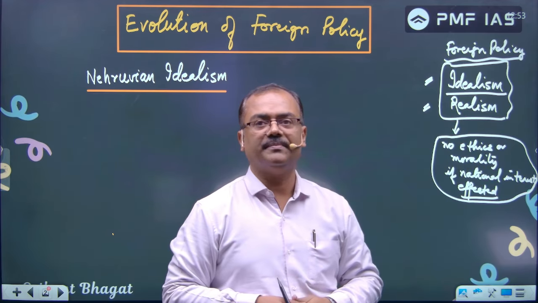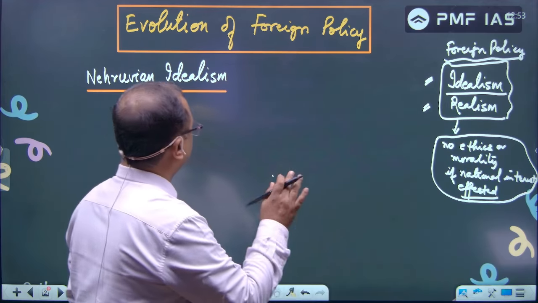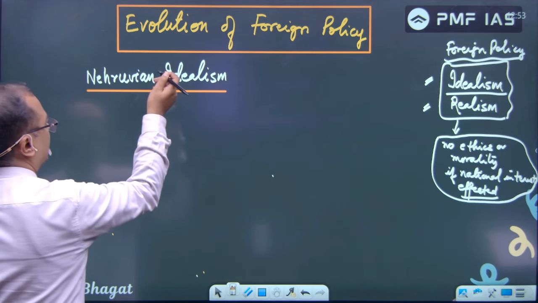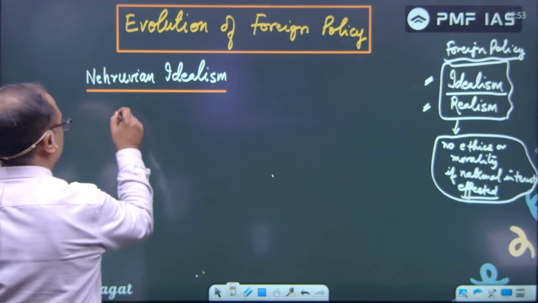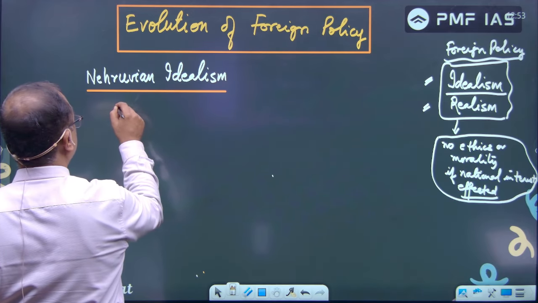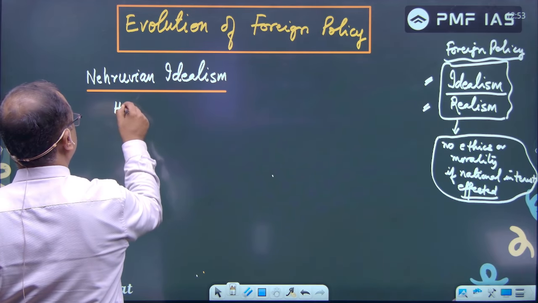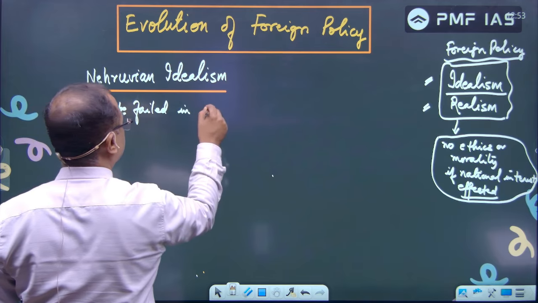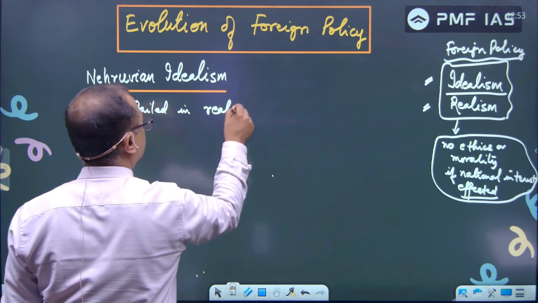in case of idealism. What Nehru did, Nehru preferred idealism. Nehru's policy is called idealist policy. Okay, so his policies were ideal policies. So he failed; scholars say he failed in real politics.